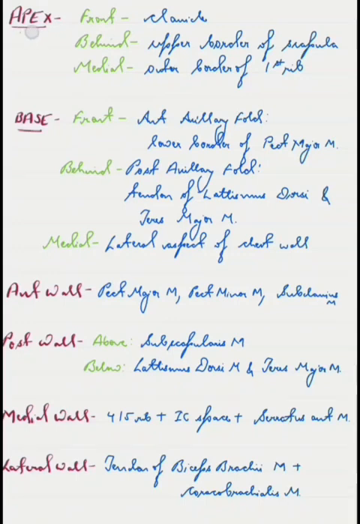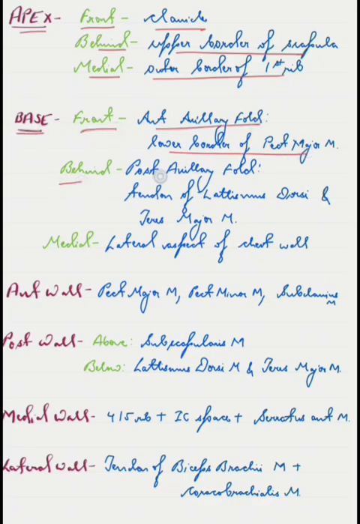Now, here is the summary. For the apex: in front is the clavicle, behind is the upper border of the scapula, and medially the outer border of the first rib. For the base: in front is the anterior axillary fold, which is the lower border of pectoralis major muscle. Behind there is the posterior axillary fold, the tendon of latissimus dorsi and teres major muscle, and on the medial side is the lateral aspect of the chest wall.